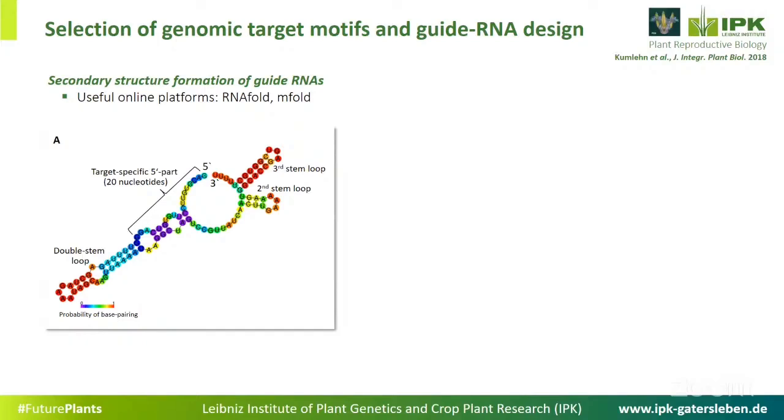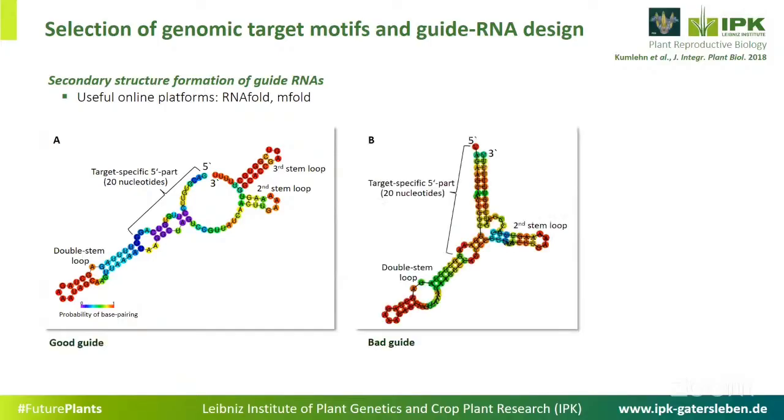And as indicated by the 5' sign, 20 nucleotides are specific for the target sequence. In this region, you should not have too much double-strand structure, but more single-strand, so that the single strand can really interact with the target DNA. And this is a bad guide, where the major structures responsible for the interaction with Cas are partly abolished. One is absent entirely. So I would predict this guide RNA not to be efficient.